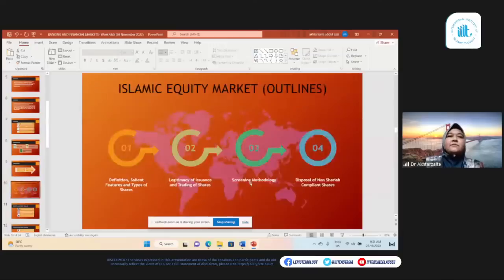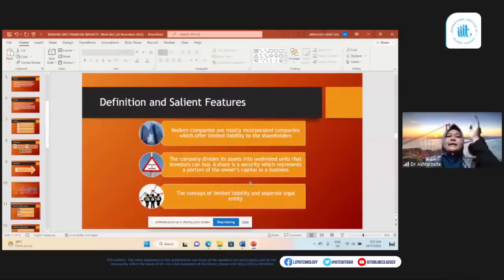Okay, now that we have understood the capital market, its meaning, functions, and main classification, we zoom in on the Islamic equity market, which is one segment of the Islamic capital market. Equity basically represents ownership. Basically it represents shares. Shares are part of the equity market.